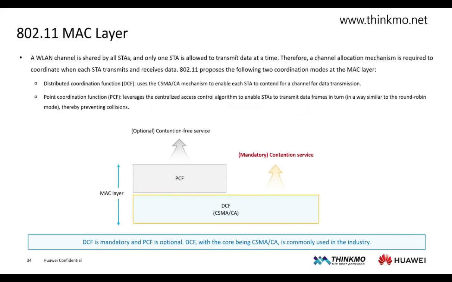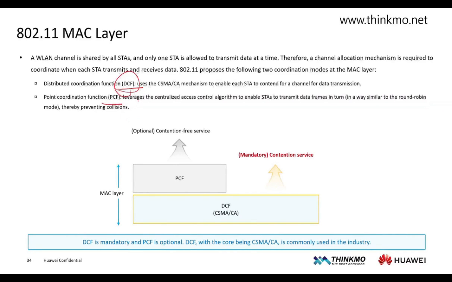The core of the channel allocation mechanism is how to avoid collisions. In the MAC layer, we have 2 coordination methods. One is the distributed coordination function, known as DCF. The other is called the point coordination function, known as PCF. Here, we will only focus on the distributed coordination function, which is DCF.